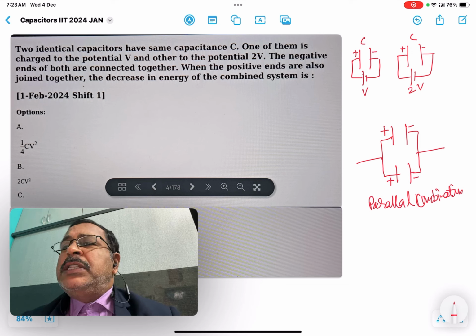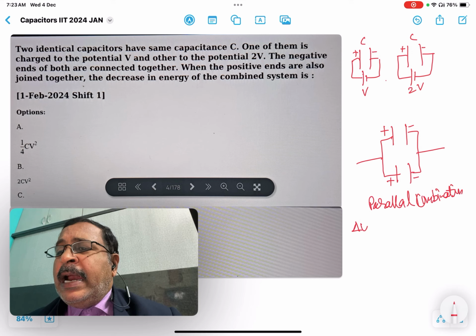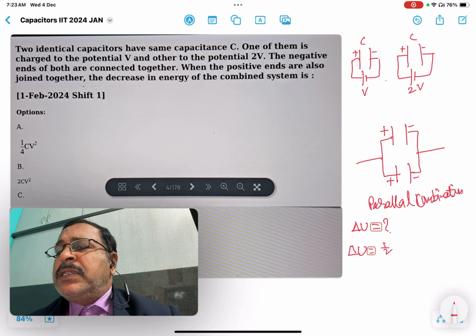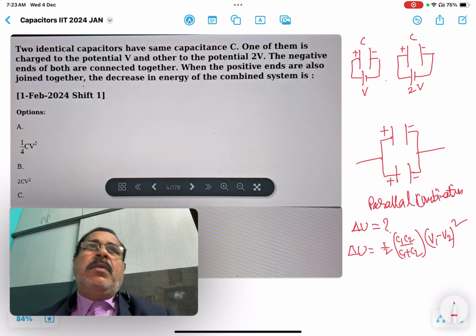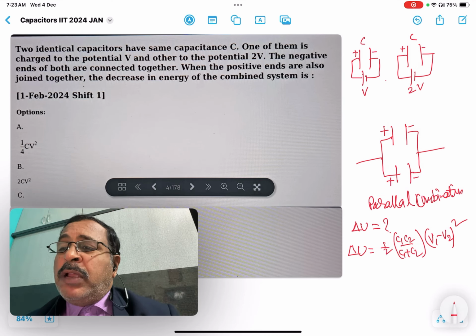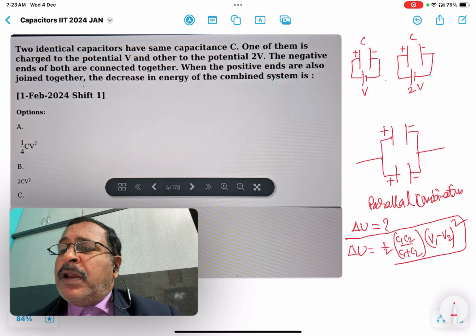Before combination, they were individual, separate. After combination, this parallel combination, we get new energy. So he is asking the loss of energy. What is the loss of energy formula? Delta U equals half C1 C2 by C1 plus C2 into V1 minus V2 whole square. This is the formula. Or V2 minus V1, so we take greater minus smaller. Okay, so this is the formula for this problem.